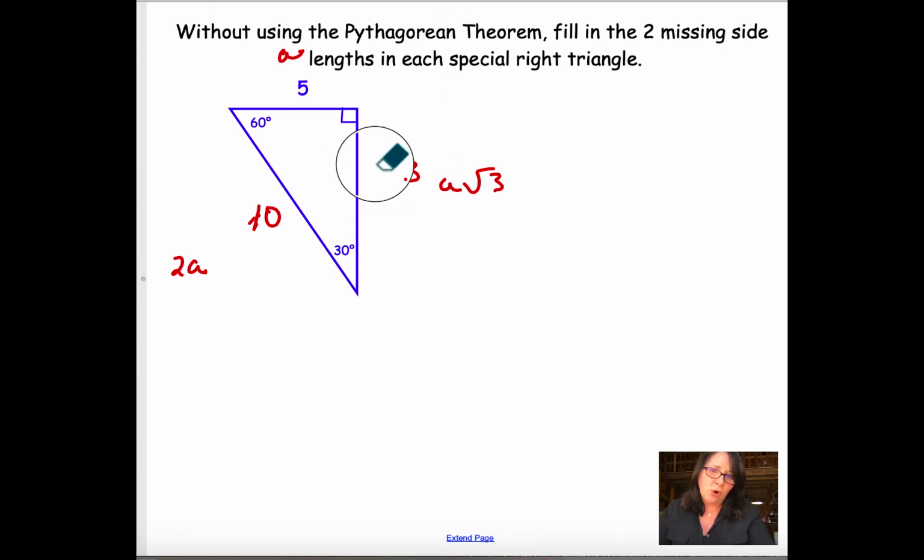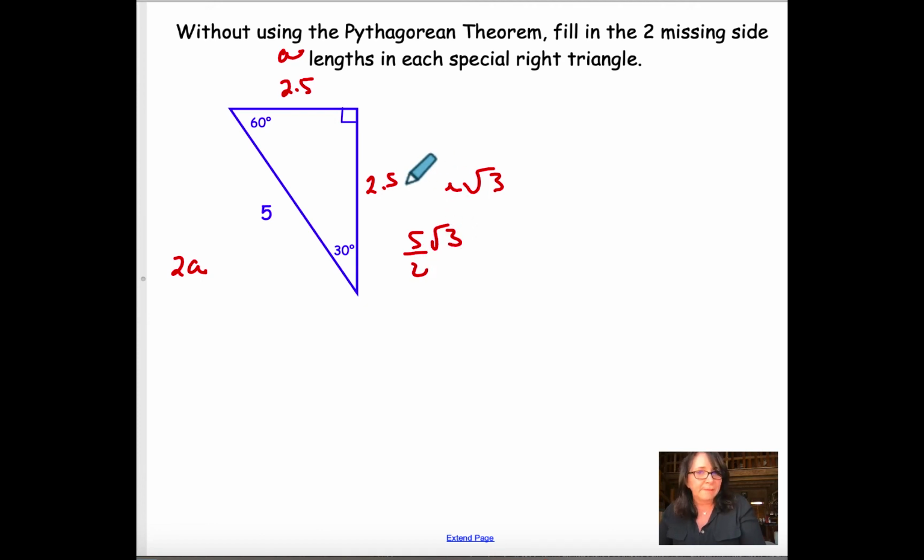If I were to move that 5 and put it, let's say, over here and work backwards, across from the 90 is equal to 2 times what's opposite the 30. So what's opposite the 30 would be half of 5, so either 5 halves or 2.5. Then across from the 60 would be 2.5 root 3, or you could say 5 halves root 3.